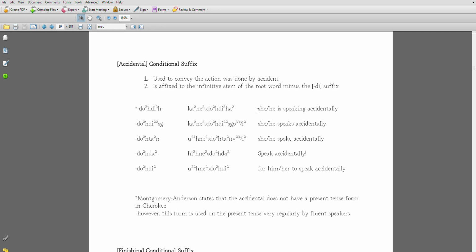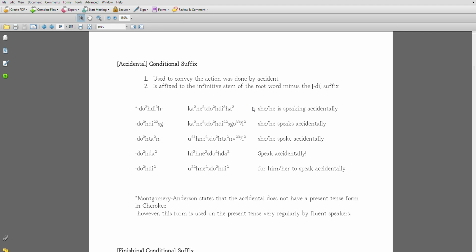Accidental conditional suffix. This is used to convey the action was done by accident. It is affixed to the infinitive stem of the root word minus the di suffix. So if you look up an infinitive and you remove the di, you will be left with either a s root suffix, an h root suffix, or no root suffix at all. And that is what this conditional suffix will be connected to.